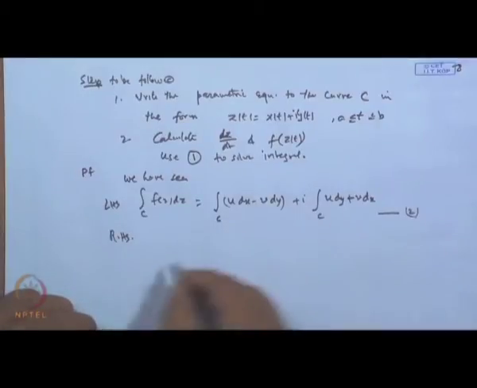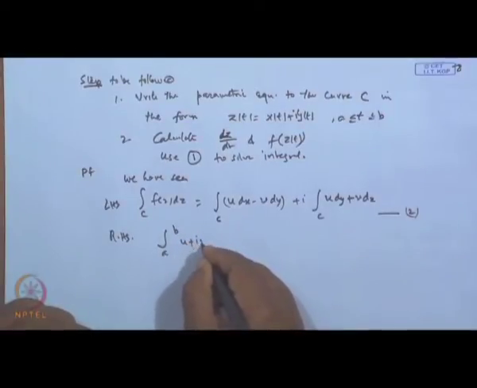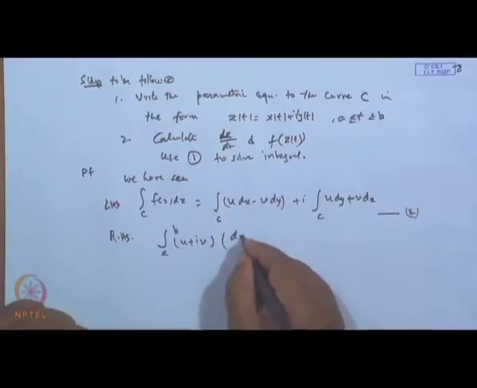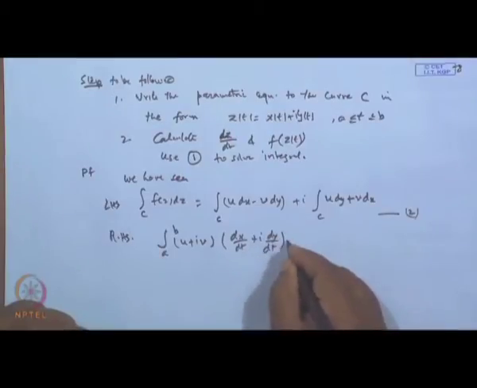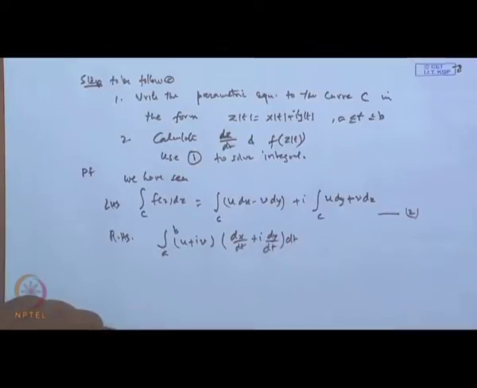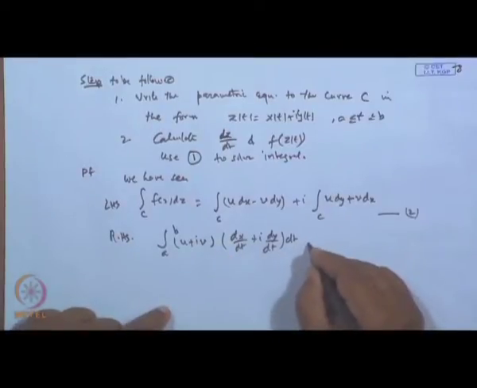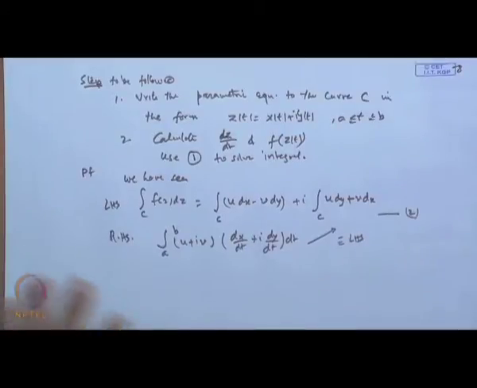What is the right hand side? The right hand side is the integral from a to b of u plus i v, since f(z) is u plus i v, times dz, which means dx/dt plus i times dy/dt, and then dt, is it not? So, basically dt gets cancelled, and when you open it, this comes out to be the same as the left hand side. So, this way we can easily get it.